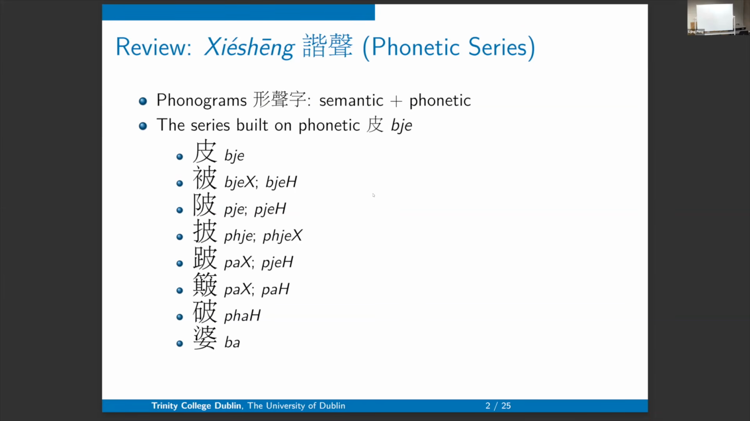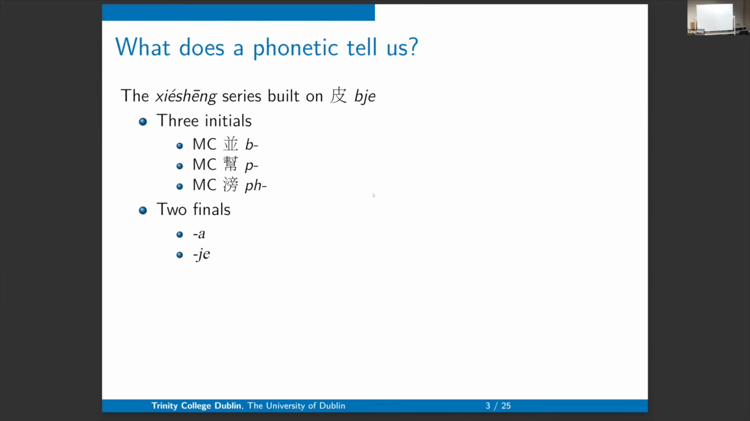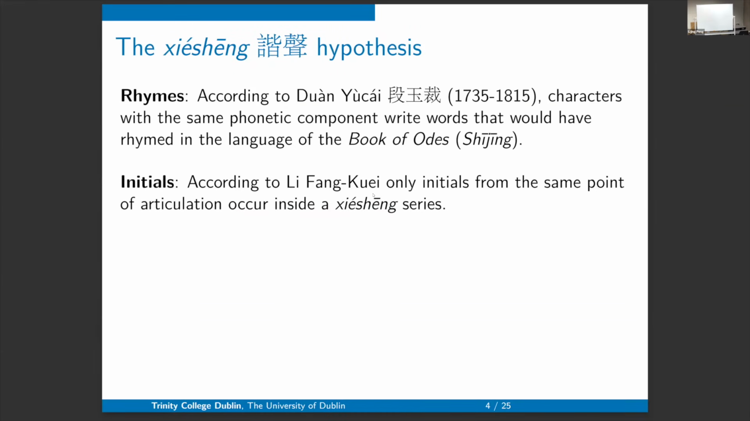So we look at this series and we say, well, in this series we have two finals and three initials, and the three initials have the same place of articulation but different manners of articulation. So then we got to this xiéshēng hypothesis. According to Duan Yucai, characters that have the same phonetic component write words that would have rhymed in the language of the Book of Odes. And here I mean rhyme just in terms of poetry, right? Since I mentioned it last time at the end, this is not a claim that can be verified, because the xiéshēng has only certain rhyme words in it, so it's more like a research program than a hypothesis, right?